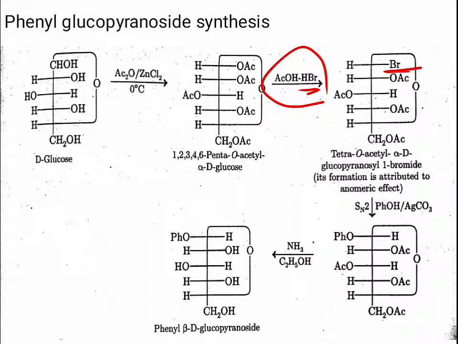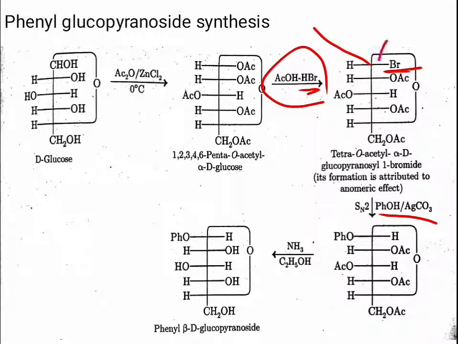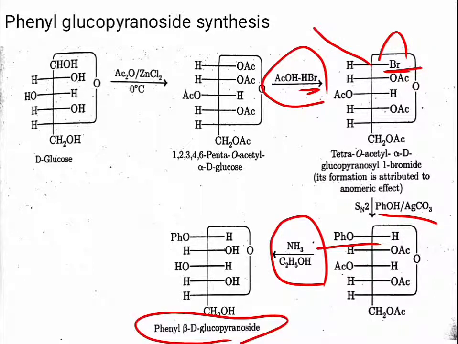And then if you add PhOH and silver carbonate, that means you are taking phenol. This phenol will make an SN2 reaction. This phenol will attack from here and this bromine will leave. So you will get this OPh on the left hand side. And if you just treat it with ammonia and ethanol, then you will get phenyl beta-D-glucopyranoside. That means all OAc groups will be converted into OH.